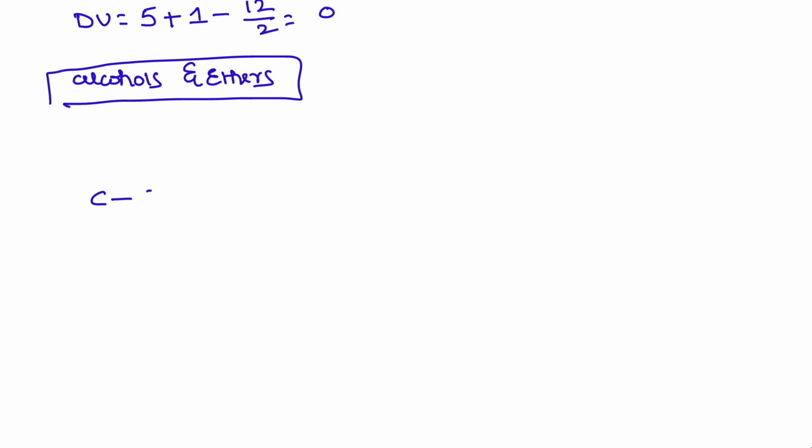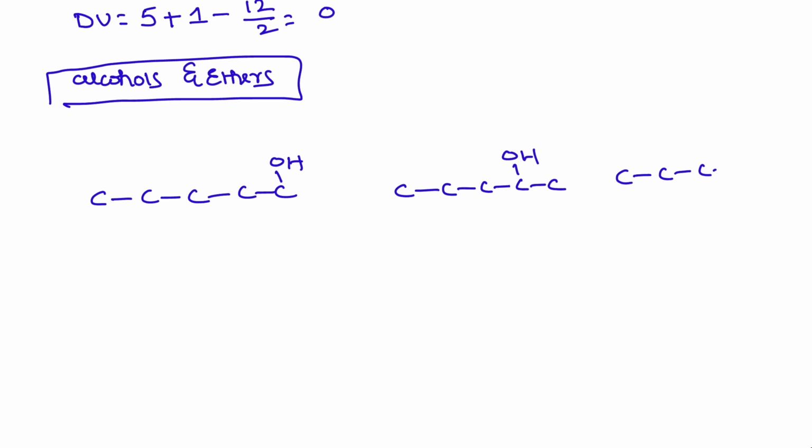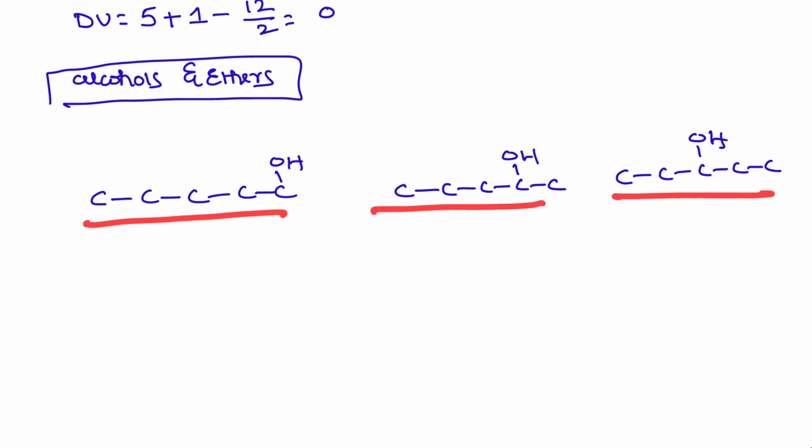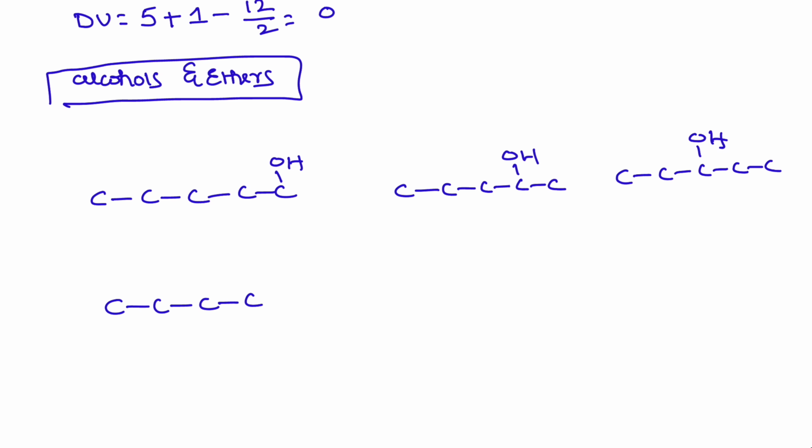Pattern is the same, 1, 2, 3, 4, 5 OH, 1, 2, 3, 4, 5 OH, 1, 2, 3, 4, 5 OH. You see, if you follow this pattern, it will be very much useful. Pentan-1-ol, pentan-2-ol, pentan-3-ol. Now 4 carbon chain.